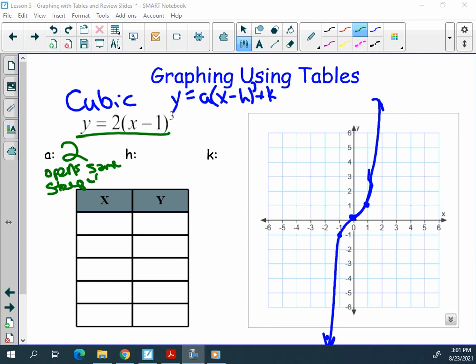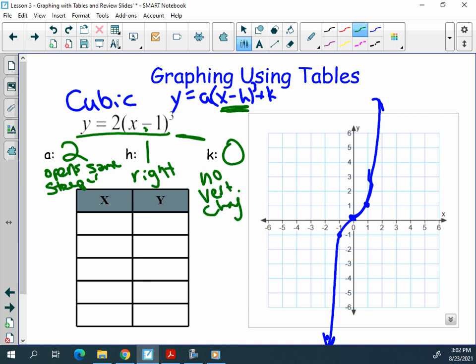So anyway, it's steeper. You could also say narrower, skinnier. All of those are good words. Stretched. Okay, so my h is positive 1, even though it's a minus sign. Remember, your parent function should have a minus to be positive, and that's going to move it to the right. And then k, there's nothing there. It's 0, so there's no vertical change. No vertical shift.